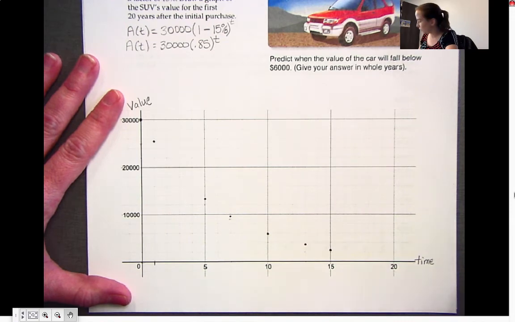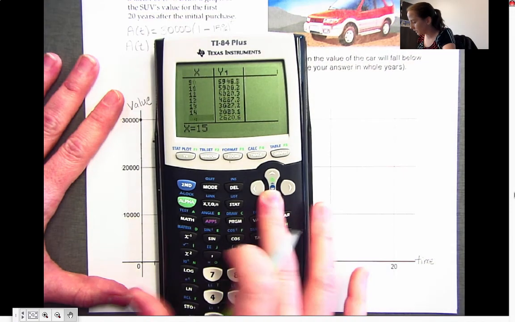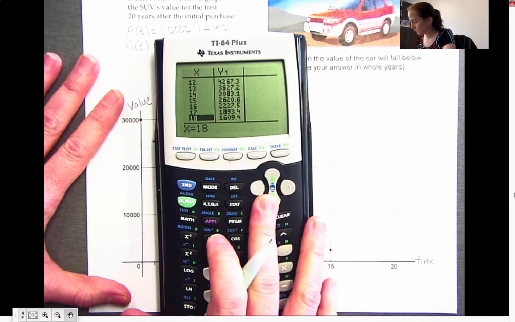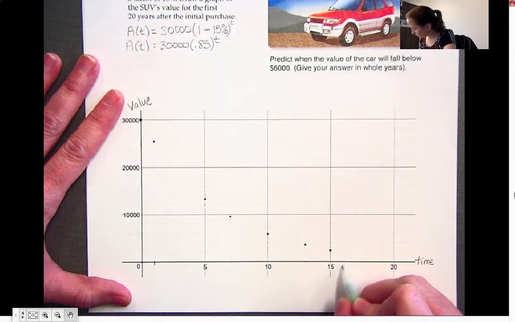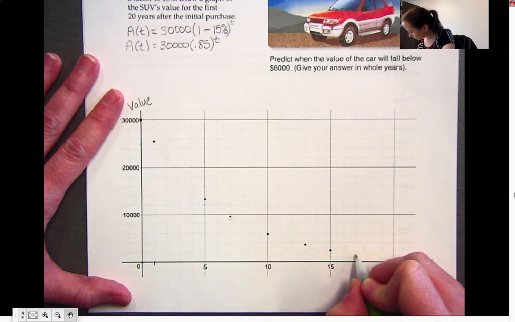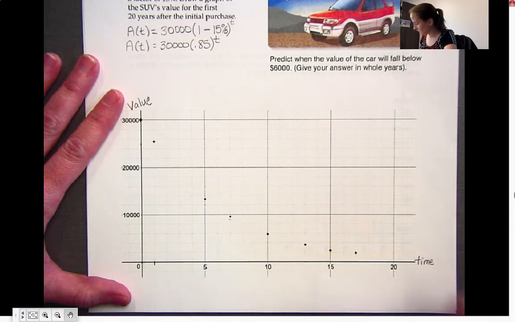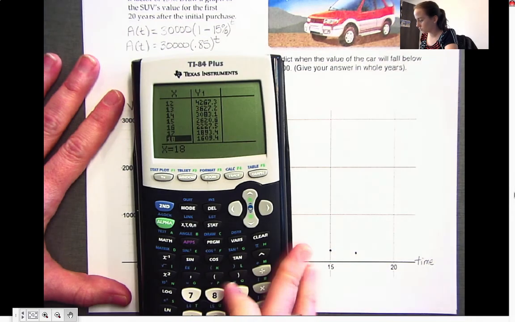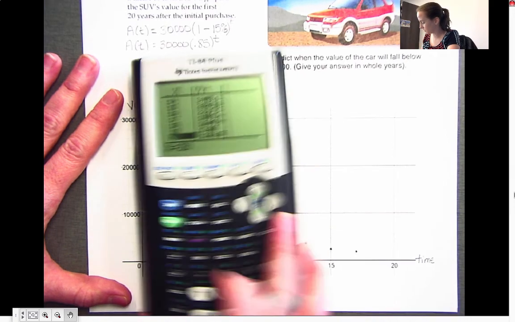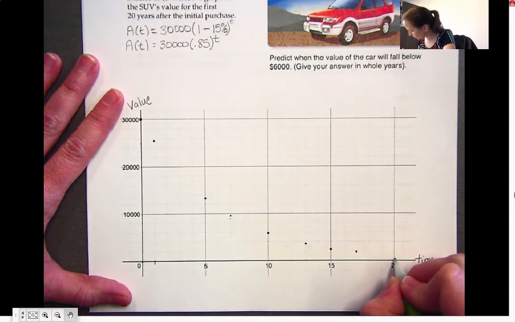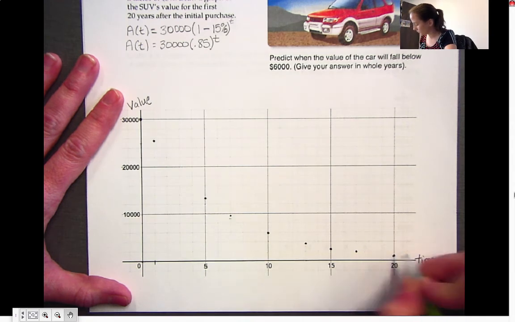And let's go to 17 or 18, it doesn't matter. So 17 years later, we're at 1,893. 1,893, so almost right on the line. And at 20, we'll go ahead and do 20, 1,162. At 20, it's 1,100, so we're about there.